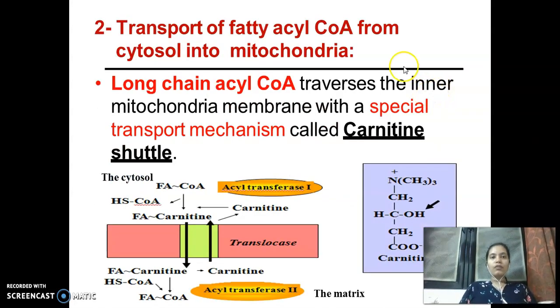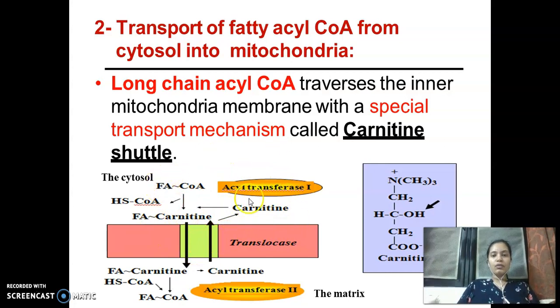Next is transport of fatty acid from cytosol to mitochondria. So since these are long chain, there is a carnitine shuttle, which is a special transport mechanism. So here what happens is the fatty acids get attached to carnitine, it goes into the mitochondria, and then the carnitine is again released, which again carries new fatty acids from the cytosol to mitochondria.